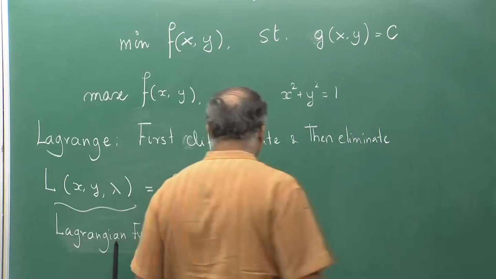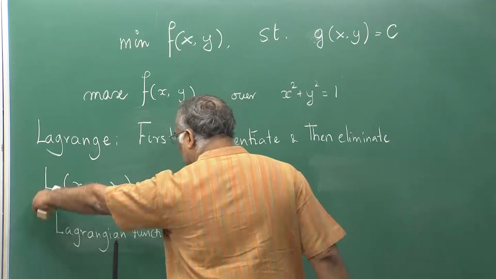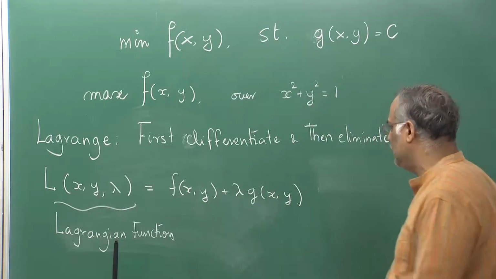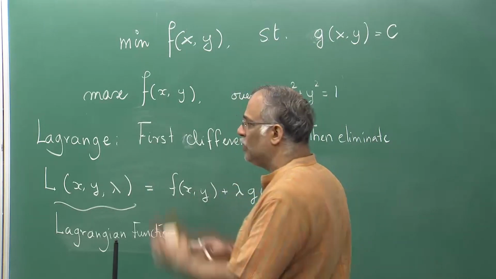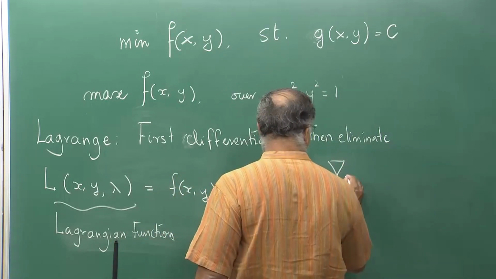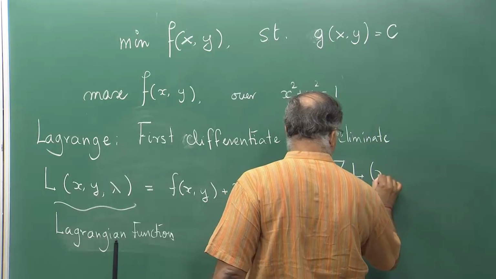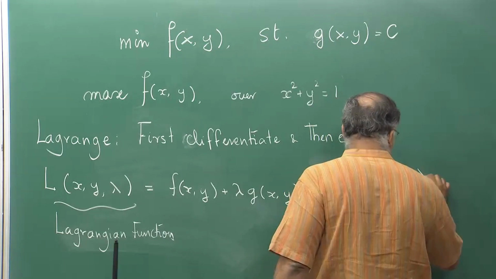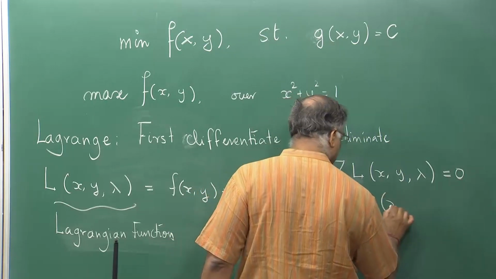And so what did Lagrange say? He says first differentiate and then eliminate: you differentiate this function with respect to x and y, take the partial derivatives, that is, you basically take the gradient, and then you take the derivative with respect to lambda, equate them to 0 and solve that system of equations. So Lagrange says take the gradient with respect to (x,y), and also take the derivative with respect to lambda, keeping x and y fixed.